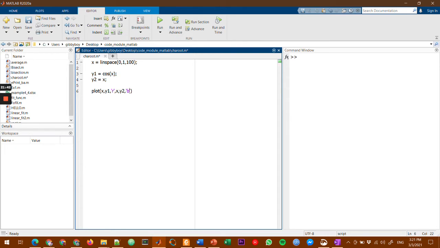I hope you're okay with my color choices. Okay. Then we'll put some sensible title. So the title is f of x equals cosine x minus x equals 0. Okay. And then we'll put also labels, x. We call that x. And then the y label.